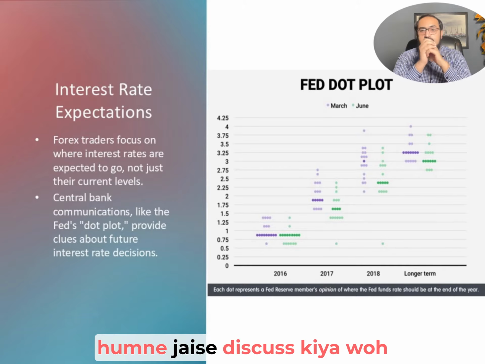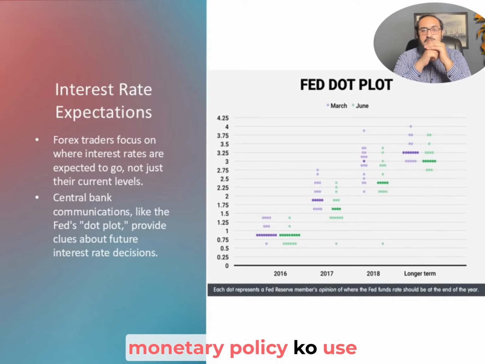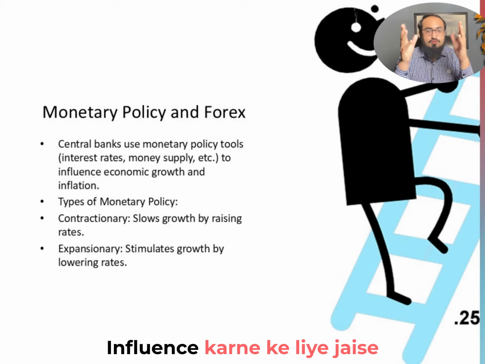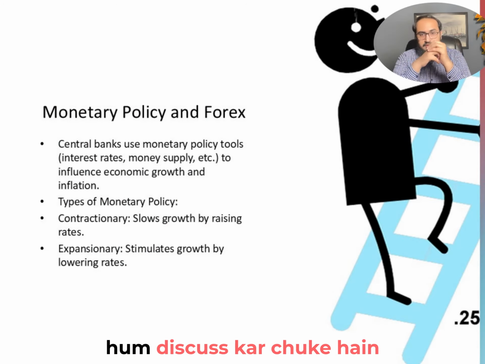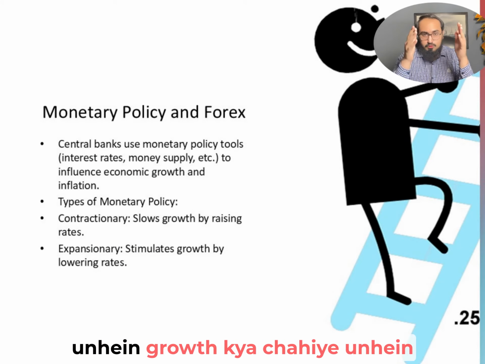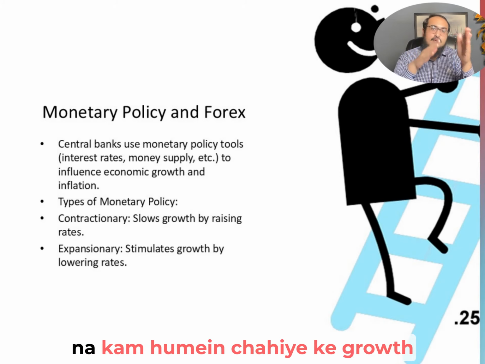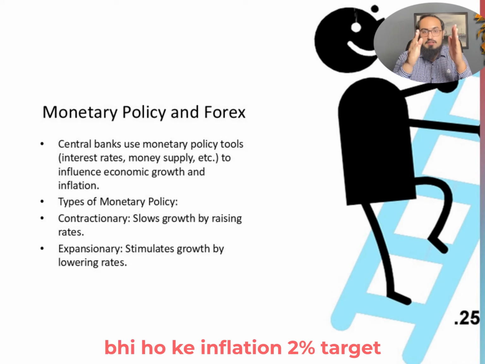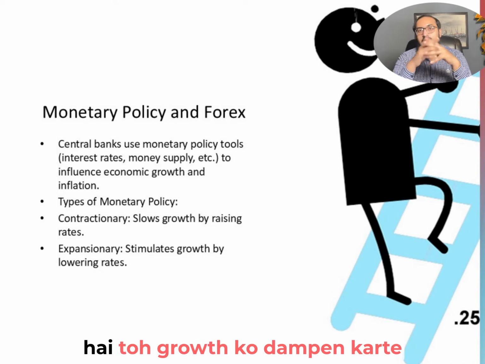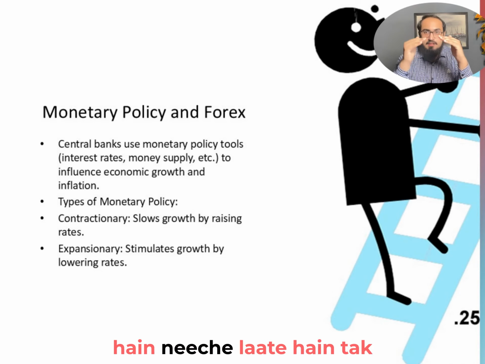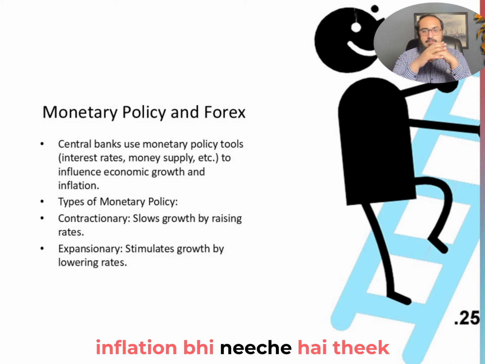So the central bank we discussed uses monetary policy to influence growth, as we have already discussed. There will be some growth. What growth do they want? They want optimum growth, not too much, not too little. They want growth such that inflation is at the 2% target. If inflation is higher, they dampen growth, bring it down so that inflation also comes down.